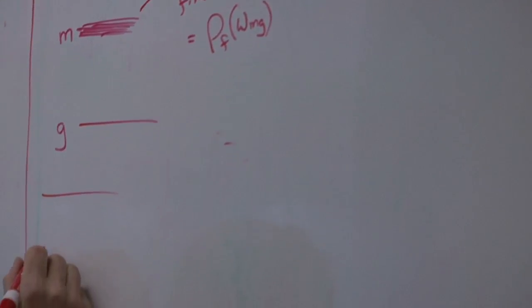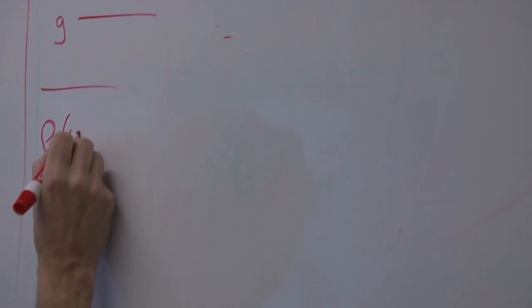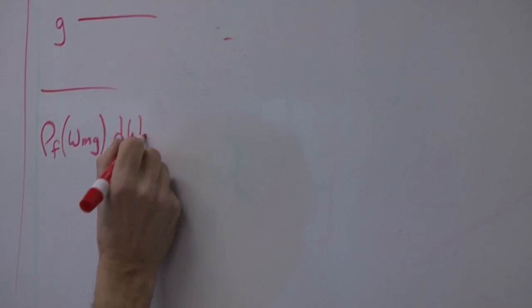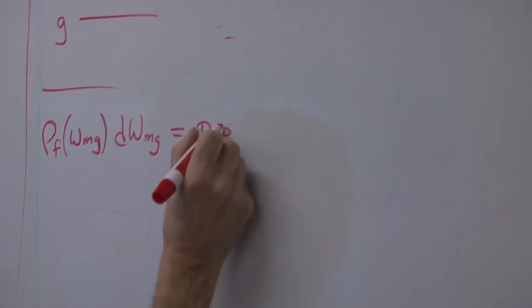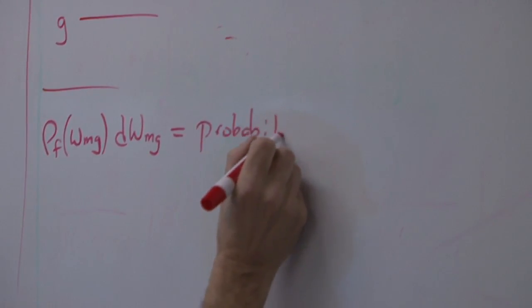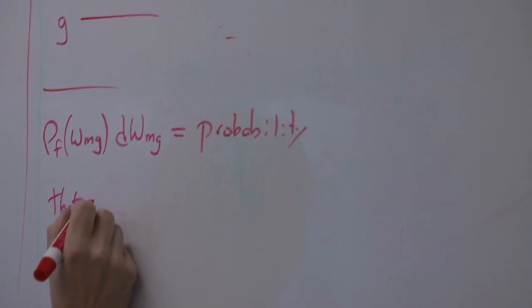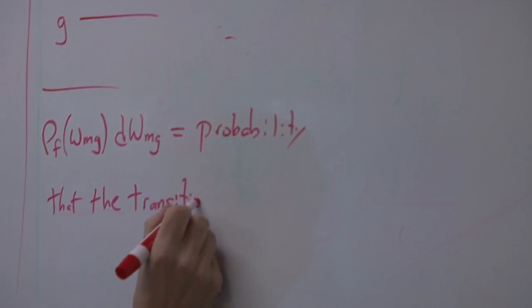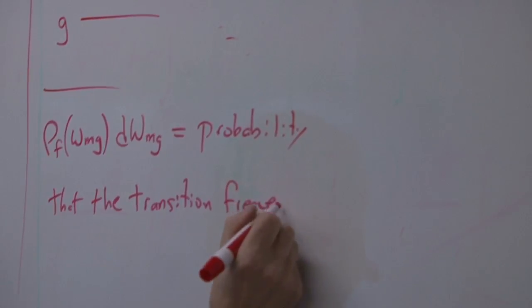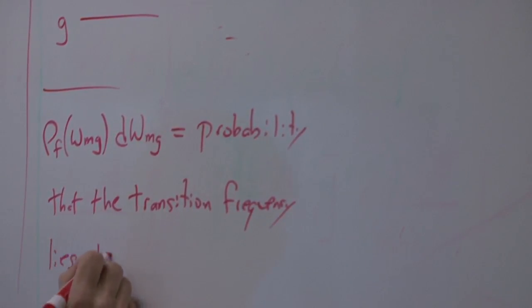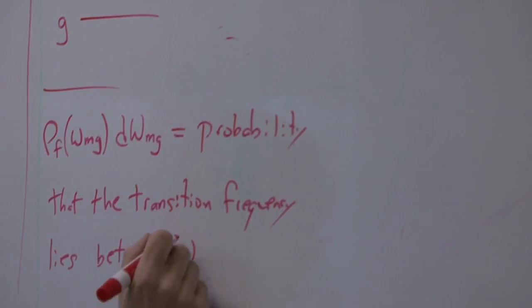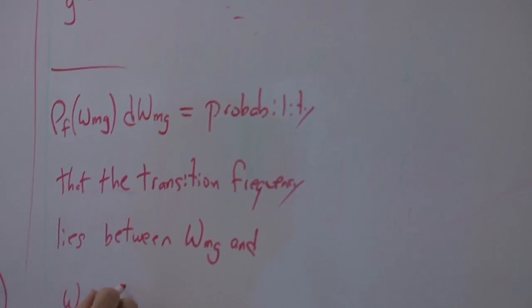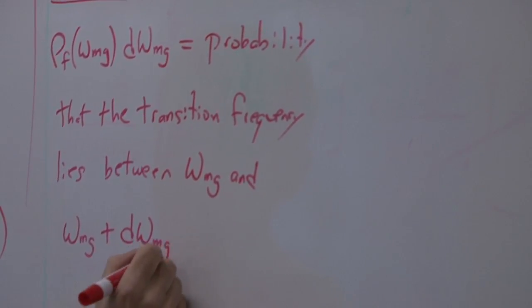Let me define it more carefully. Rho_f of omega_mg d omega_mg is the probability that the transition frequency lies between omega_mg and omega_mg plus d omega_mg.